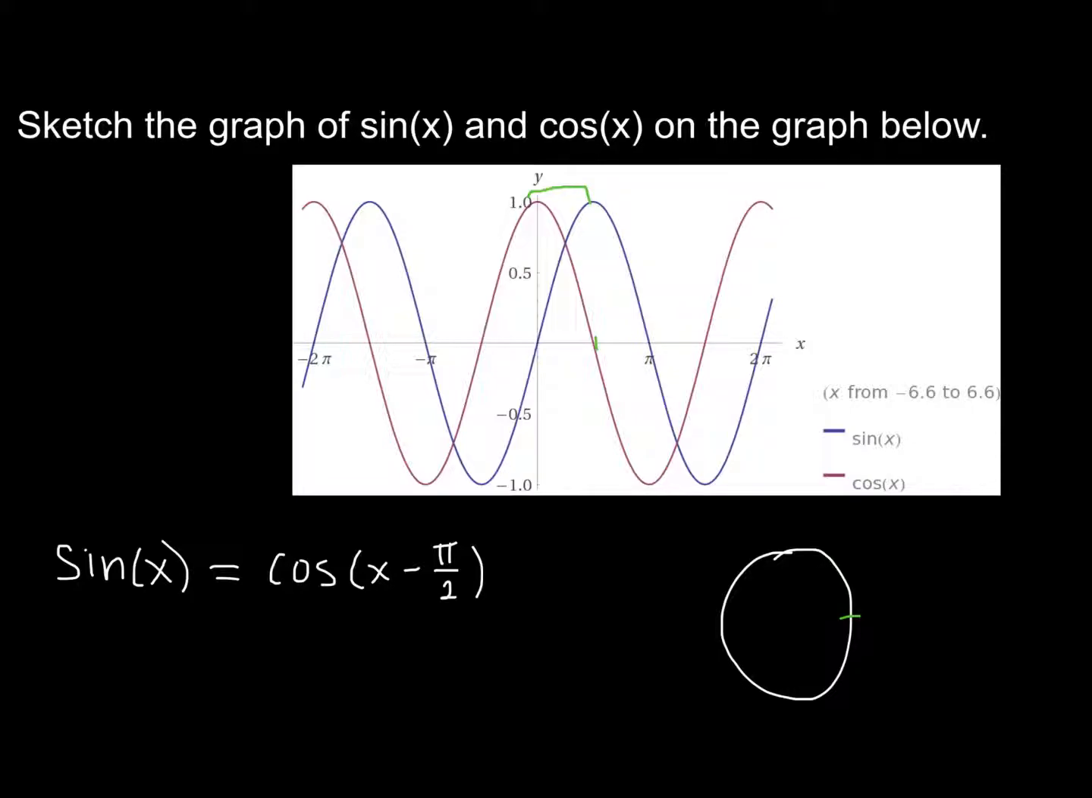And similarly, I can do the same thing to sine. So if I have a cosine function, cosine of x is going to be equivalent to a sine function phase shifted to the left.